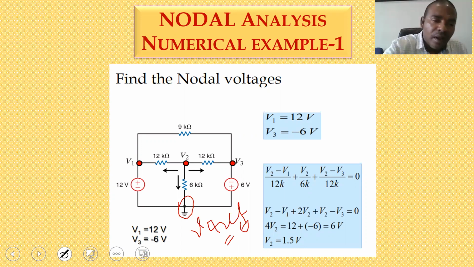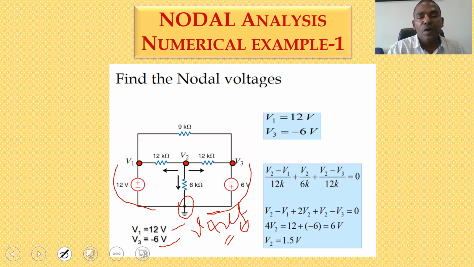Now this node voltage V1 is directly 12 volts. V3 is also directly 6 volts. So only you have to go for the node 2 equation. How are we writing the node 2 equation?